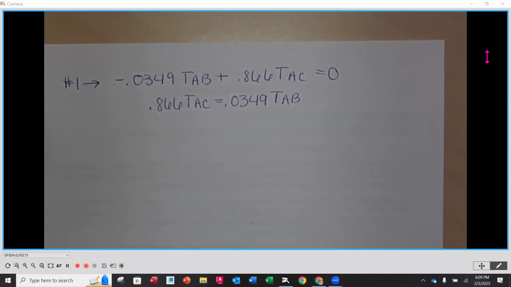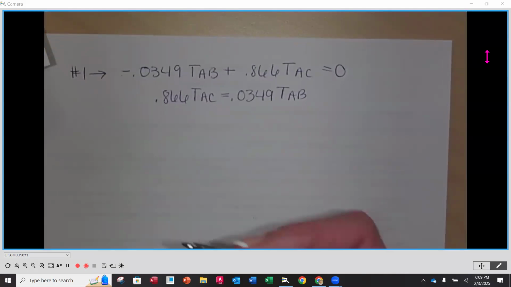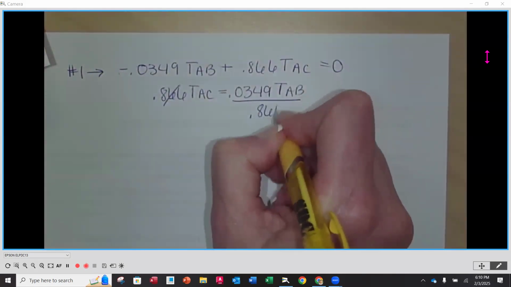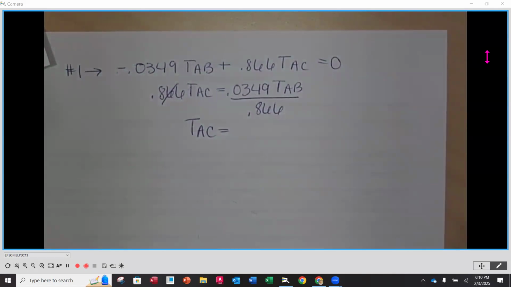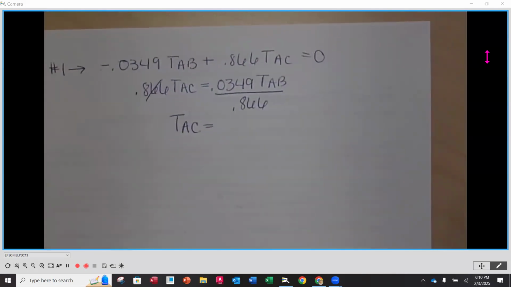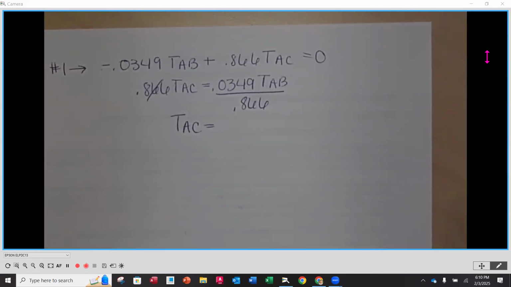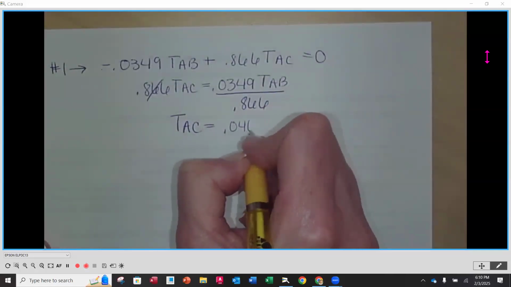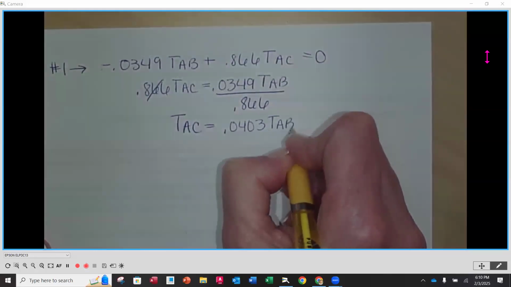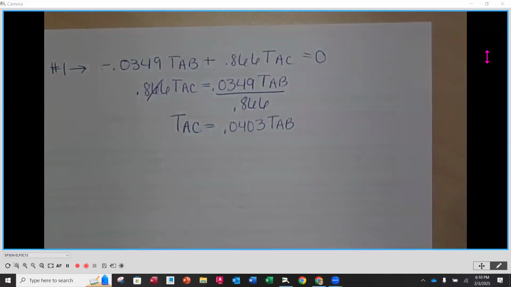Okay. And then now, since TAC is on the left-hand side, again, I'm just randomly picking this. You could solve for TAB if you wanted to. If you're like, I really like TAB, and since A is before C in the alphabet, maybe I want to do that one first. Doesn't matter. So I'm going to divide both sides here by 0.866 to solve for TAC, and I am going to get 0.0403. Okay. All right.